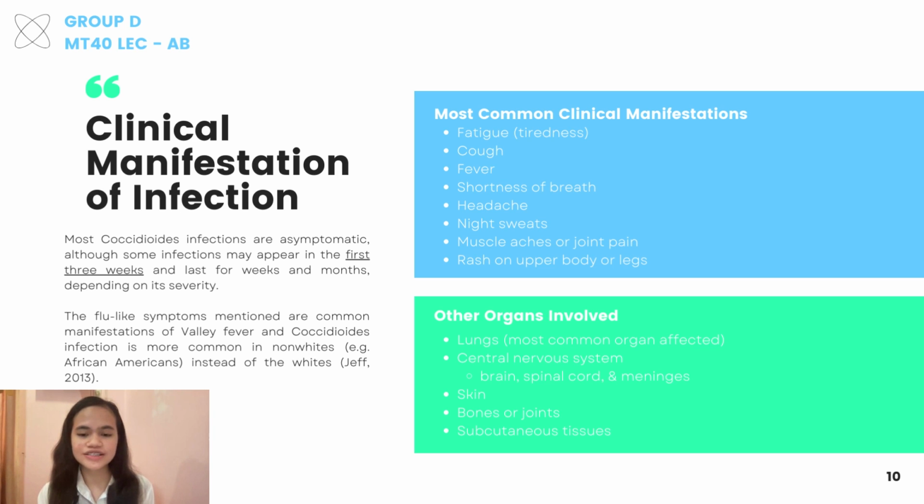According to the Centers for Disease Control and Prevention 2020, aside from the lungs, which is the most common organ affected, Coccidioides immitis or Coccidioides posadasii also involves the central nervous system such as the brain, spinal cord, and meninges, which may be life-threatening, then the skin, bones or joints, and subcutaneous tissues.